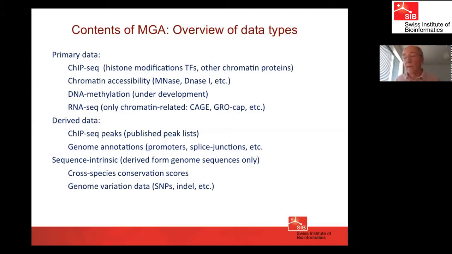Then it contains also derived data. So we consider ChIP-seq peaks, for instance, published peak lists, like the peak list from ENCODE, and genome annotations such as promoters, splice junctions, and the like. And we also have a very interesting and diverse section called sequence intrinsic. These are features that are computed from genome sequences only. They don't need any additional experiments in addition to the genome sequence. Those include cross-species conservation scores, genome variation data, like SNPs, for instance.